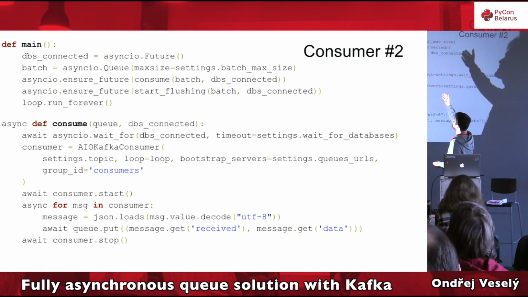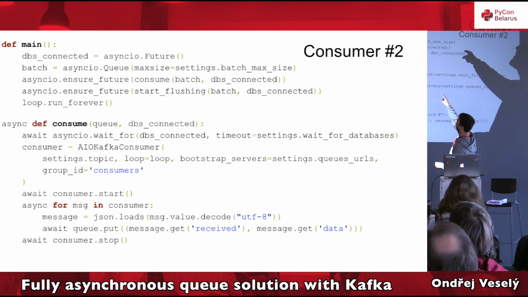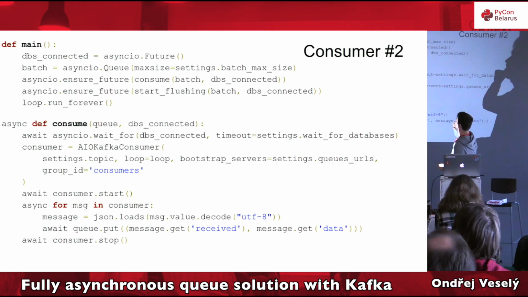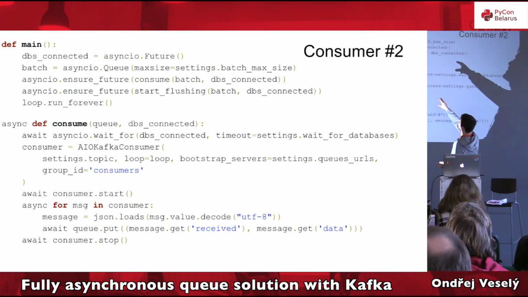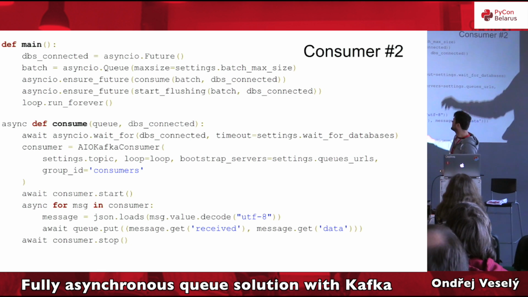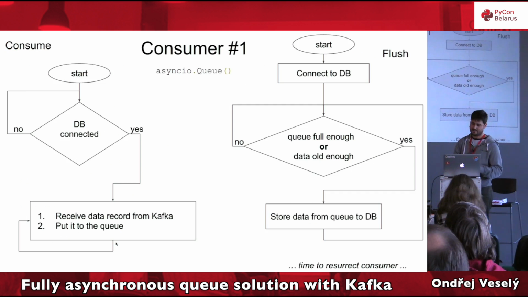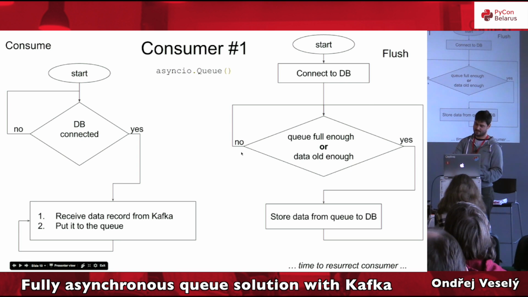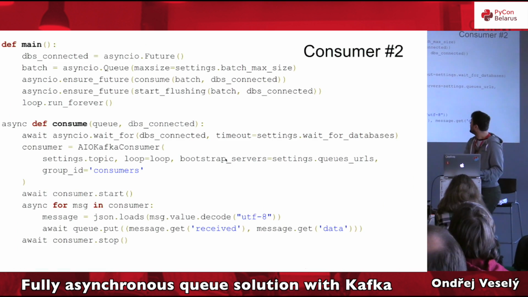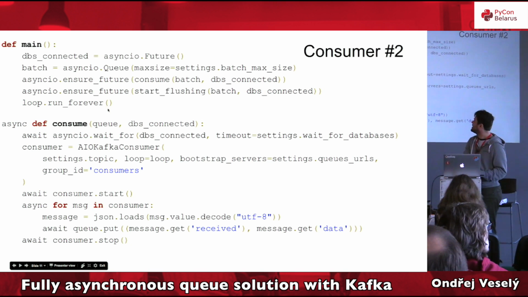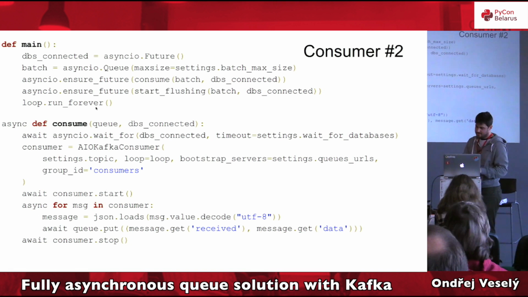We'll just connect to the database. We'll create the async aiopg. I call it batch, and I will have two tasks: consume and flush. See, I'm ensuring a future consume and another future start flushing. This is our consume and flushing processes. And once I have planned it, I have created the futures, so I know what I'm going to do, I'll just run the loop forever. It means it will run in parallel without any end.